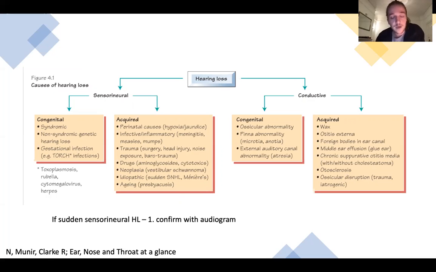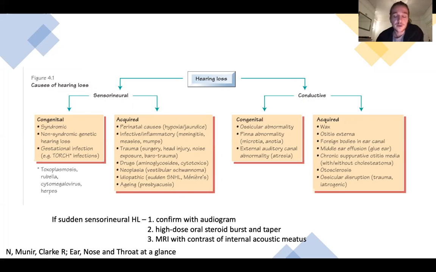Thing to note is if someone has a sudden sensorineural hearing loss, what's important to do is confirm it with an audiogram and give them high dose oral steroids. And you burst and taper, so it means you give them a high dose and then you slowly wean the dose down. And you also want to do an MRI with contrast of the internal acoustic meatus, looking for a vestibular schwannoma, which is something we'll talk about in a short while.